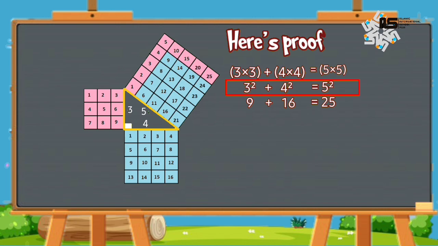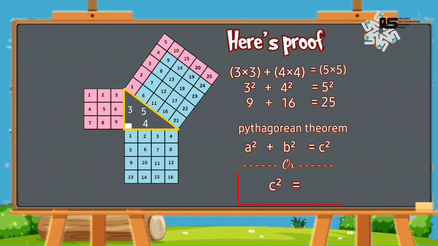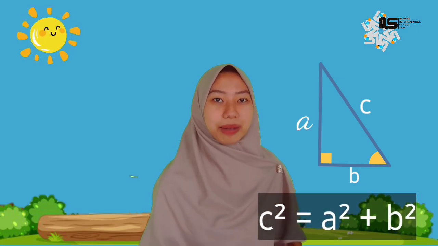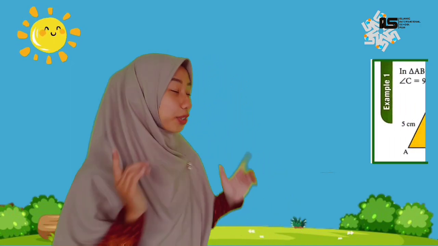From the explanation we can show that the formula of the Pythagorean Theorem is a square plus b square is equal to c square, or we can write c square is equal to a square plus b square. It is proved that the formula of the Pythagorean Theorem is c square is equal to a square plus b square. Okay, next, let's try to solve this problem.